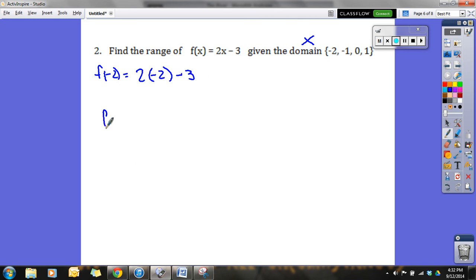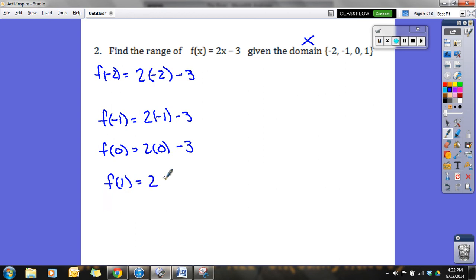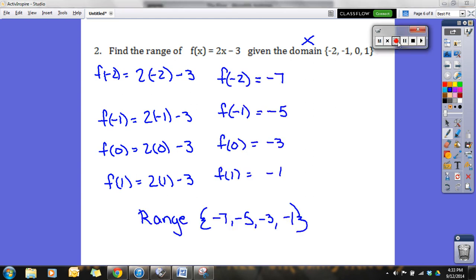We would also have to do f of -1, f of 0, and f of +1. Alright, so pause that video, go through and work out all of those problems. Okay, so here's what you should have got by plugging in these numbers.